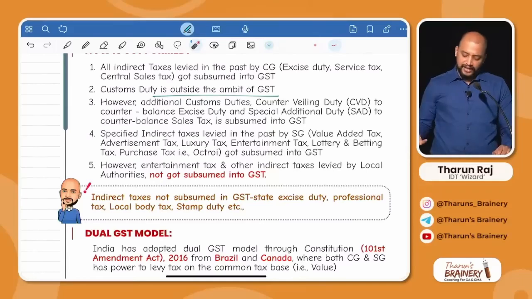Understood? There is a big list also, but all these things are not required. But for information I am telling you, in Maharashtra there used to be something called local body tax. That local body tax is also not subsumed into GST. In Kerala there is something called Kerala flood cess. This Kerala flood cess is levied because of a lot of natural calamities that happened in Kerala, floods, then landslides, etc. For that reason, they have levied Kerala flood cess. That is also not subsumed in GST.